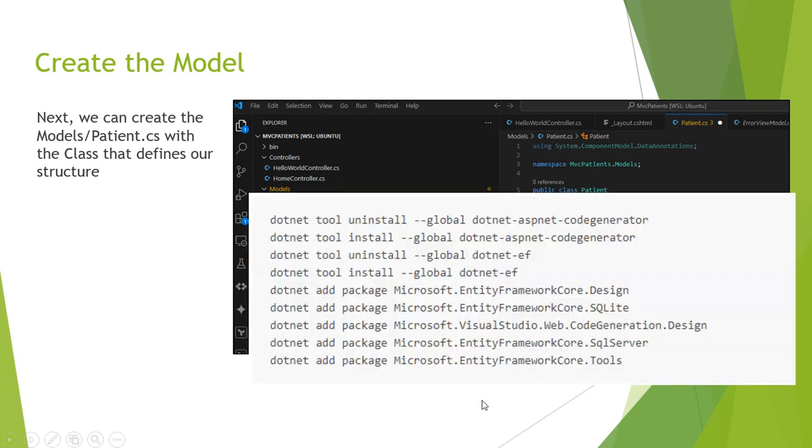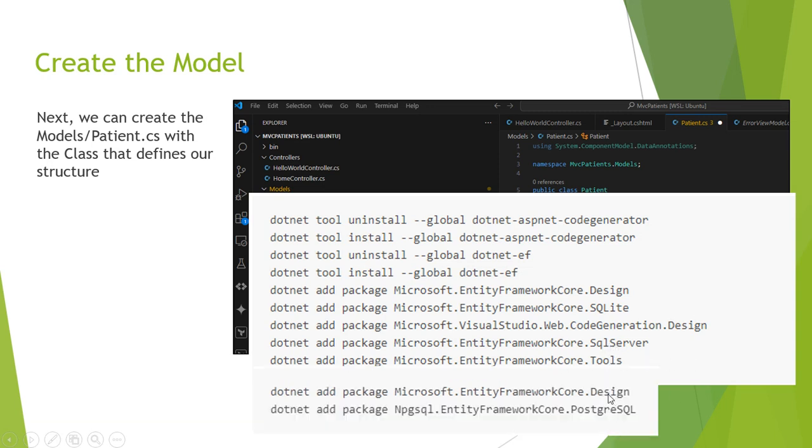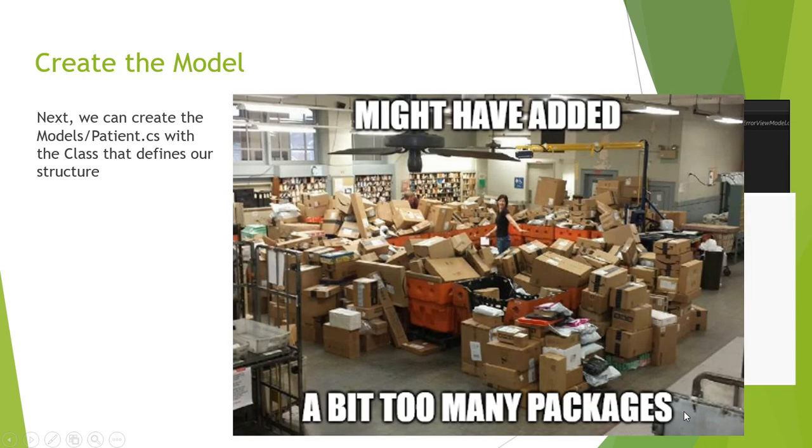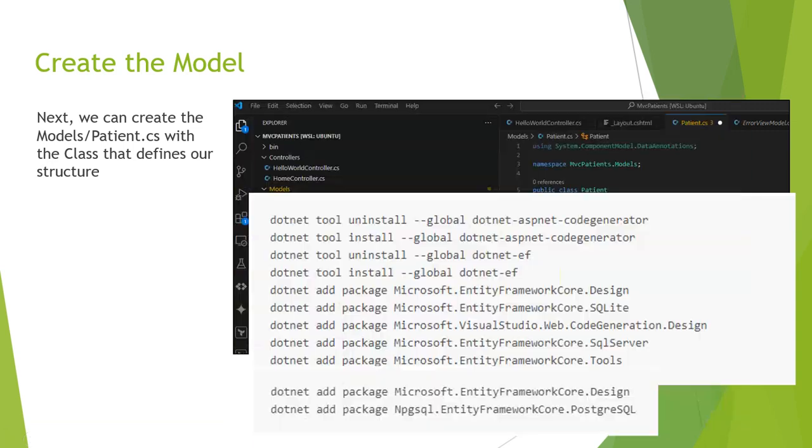I'm going to now add some new .NET packages. These are all NuGet packages. So the ASP.NET code generators I'm going to use, dotnet EF for migrating database tables, the design, SQLite. Maybe I need the web code generation. SQL Server, maybe I'll go that way. Tools, I definitely need design. I should get PostgreSQL. Yeah, I probably added too many packages, but the ones that matter are the code generator, the dotnet EF, and PostgreSQL.